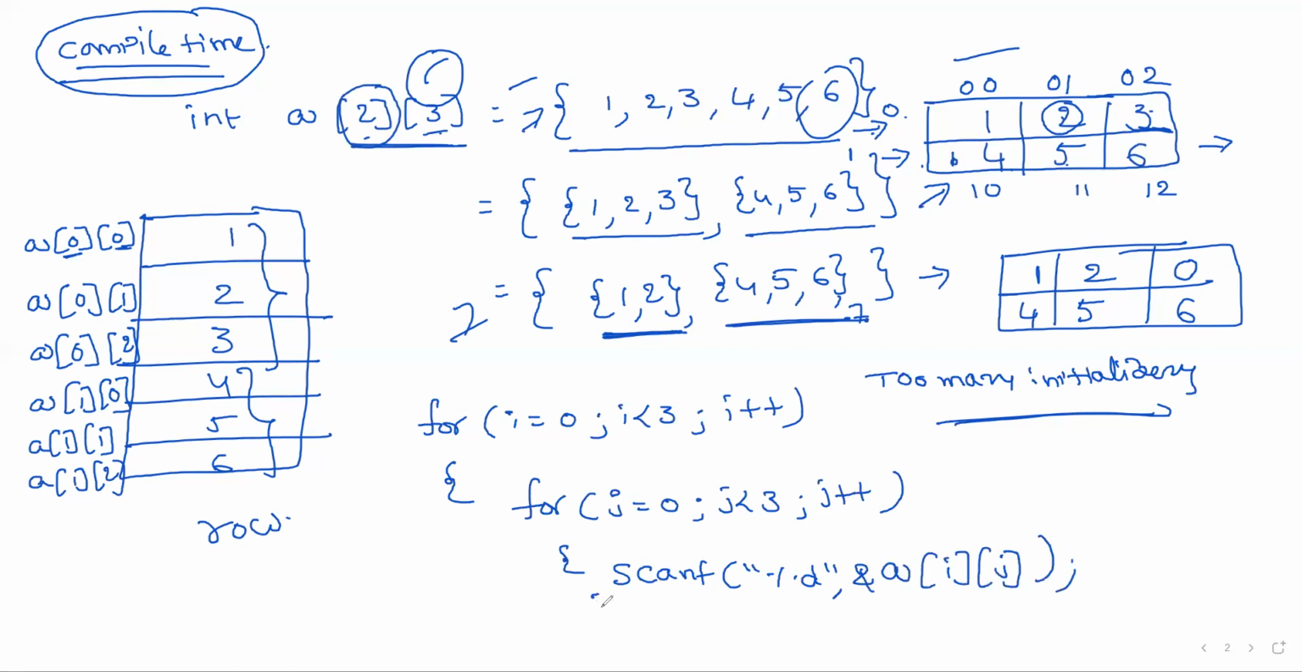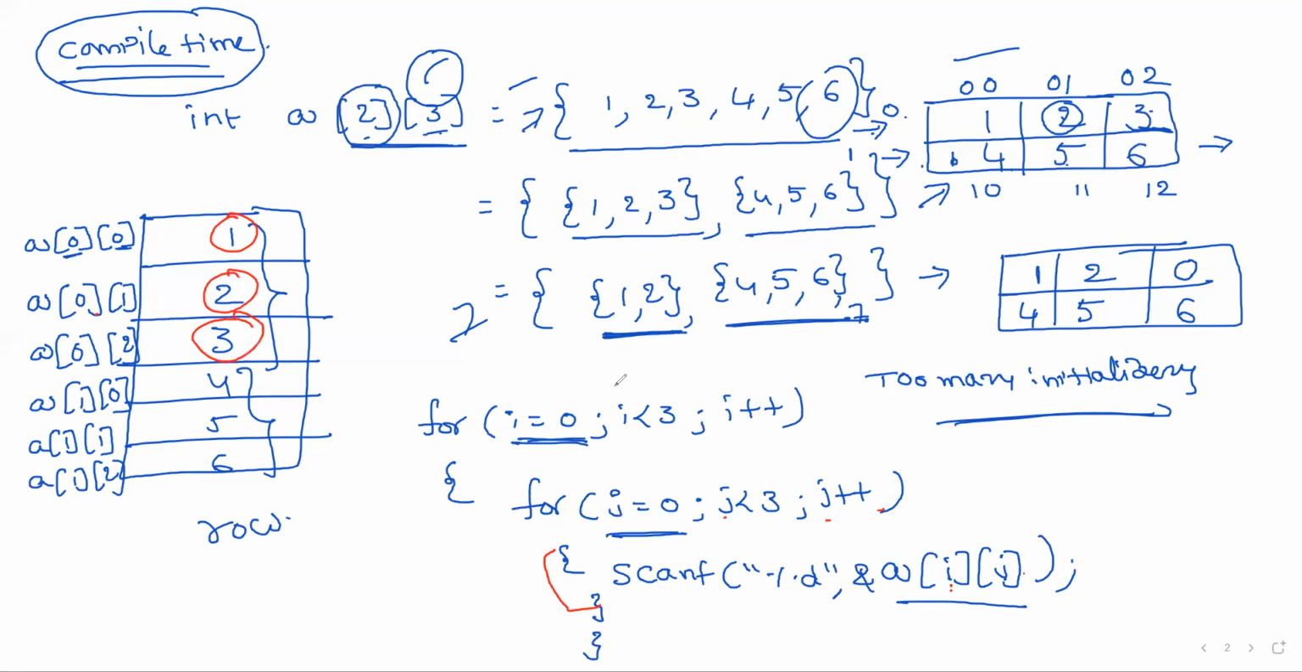What is the meaning of this one? Observe carefully. First i is equal to 0 and then j is equal to 0. i is replaced with 0, j is replaced with 0, a of 0,0. That is, your first element is stored at the 0,0 position. Now, j++, j value is equal to 1. 1 is less than 3. So i value is again the same 0, j is 1. So a of 0,1, and then a of 0,2.